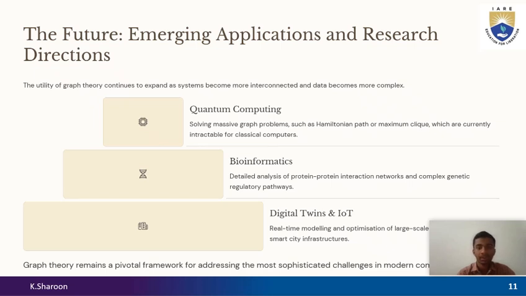So let us look at quantum computing: solving massive graph problems such as Hamiltonian path or maximum clique, which are currently intractable for classical computers. And bioinformatics: detailed analysis of protein-to-protein interaction networks and complex genetic regulatory pathways. And digital twins and IoT: real-time modeling and optimization of large-scale smart city infrastructures. Graph theory remains a foundational framework for addressing the most sophisticated challenges in modern computing.